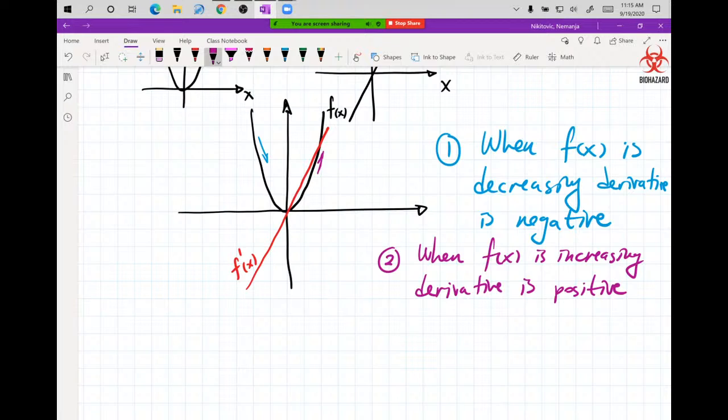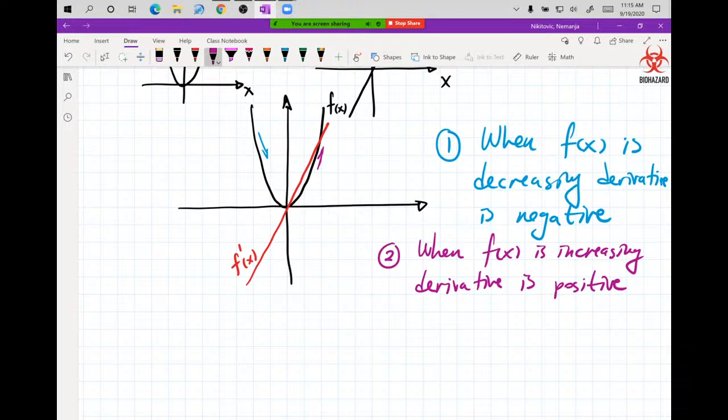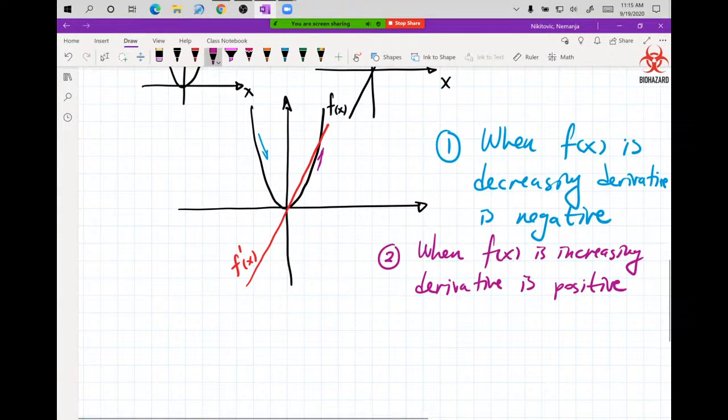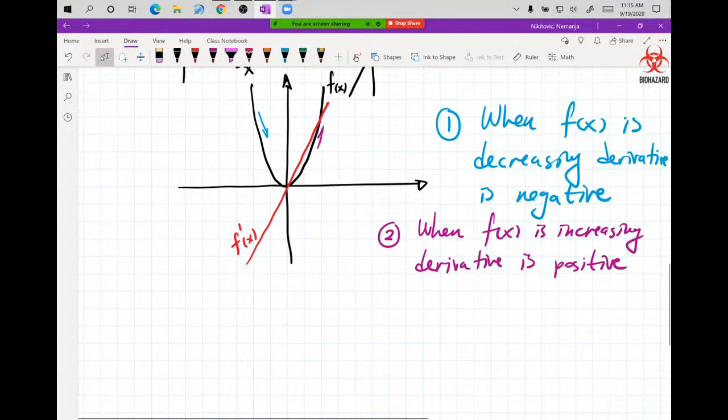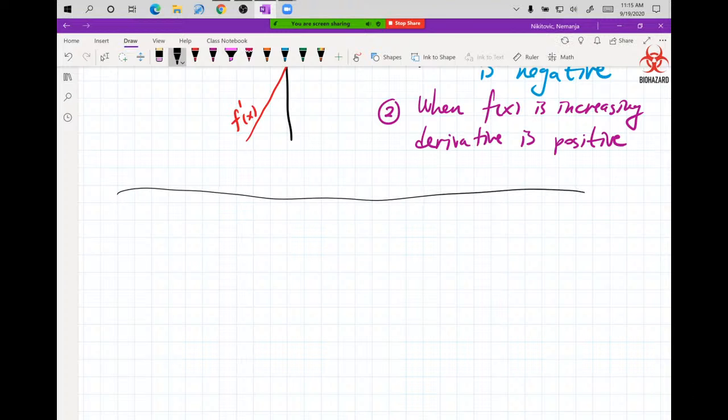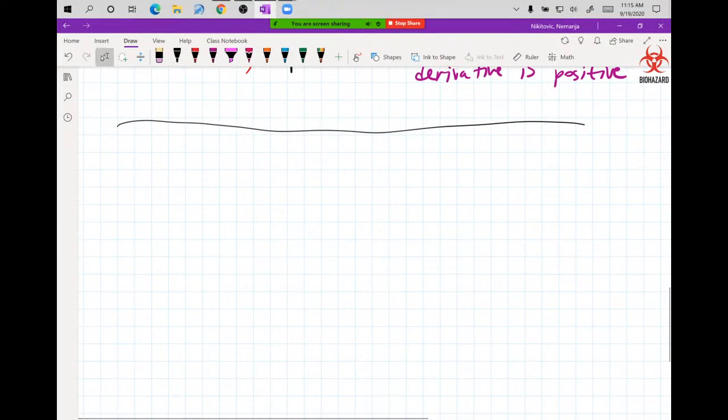There is one more feature which I'm going to add later, but it's not the best example to explain that feature, so I'm going to move to the next example and then I'm just going to point it out here. So far we have decrease is negative derivative and increase on the function is a positive derivative. Let's jump to the next example to see this other feature that I mentioned.